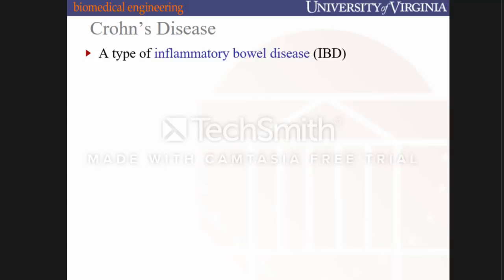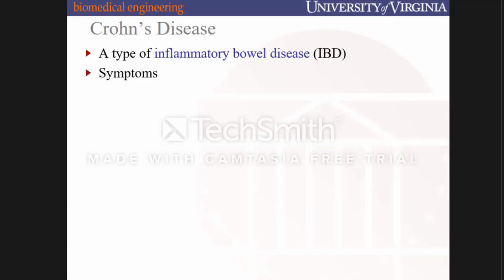This is not necessary, but as you can imagine, ulcerative colitis is inflammation of the colon, so it's restricted to that part of your GI tract. So it's only in the colon. Where Crohn's disease affects the entire GI tract. And the symptoms actually reflect that.